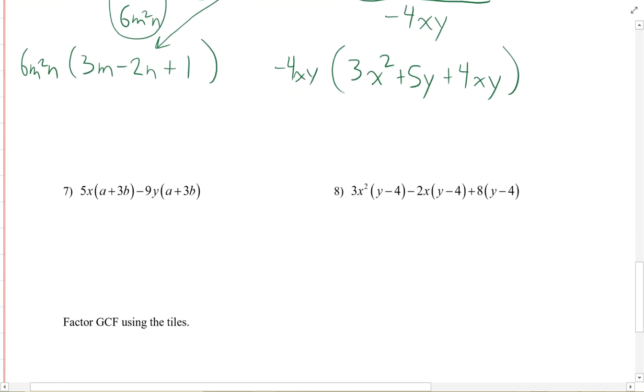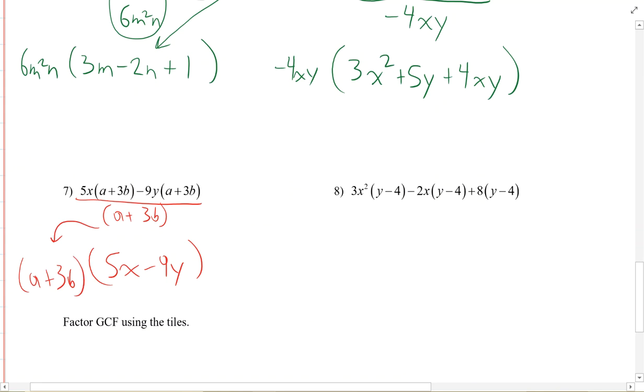Okay, here's a little bit kind of weird questions. This is kind of working backwards from yesterday. Here's like your GCF. So you're dividing everything by a plus 3b. And so what you're left with in brackets is you're left with 5x minus 9y, and your GCF goes up front like it always has. Okay? But you could also write it like this: 5x minus 9y times a plus 3b.